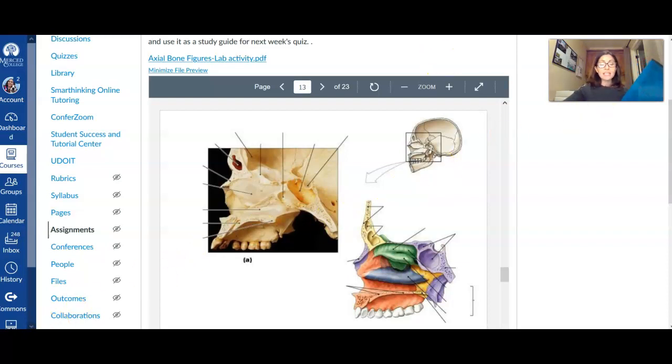Anyways, jumpstart, folks. The quiz will be next Sunday on the axial skeleton.